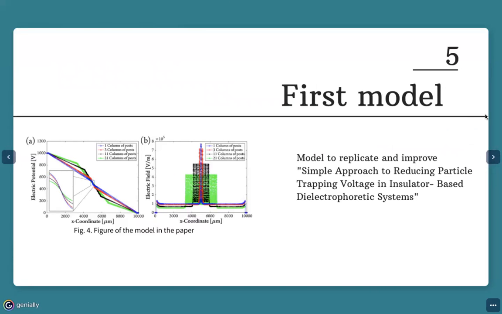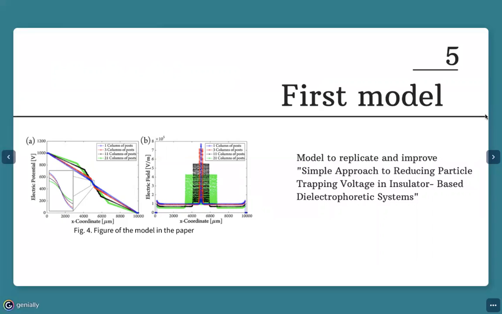As a base model for our improvement, we use the one programmed in the paper "Simple Approach to Reducing Particle Trapping Voltage in Insulator-Based Dielectrophoretic Systems." In this paper, a system was developed with different arrays of columns, each column consisting of three insulating posts at the center and two halves, one at each end of the device. As results, they obtained the graphs displayed here, A and B.